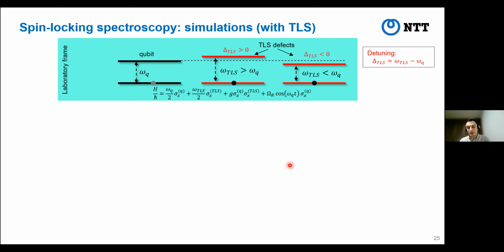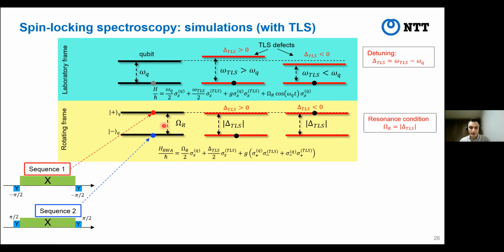We can use a similar approach to calculate spin locking state evolution in the case of the interaction between the qubit and two-level system. So we assume that initially the qubit and two-level system defect are detuned in the laboratory frame. And in the general case, we can have defects with positive detuning and negative detuning. Here, we define detuning value as the difference between the frequencies of the defect and qubit.